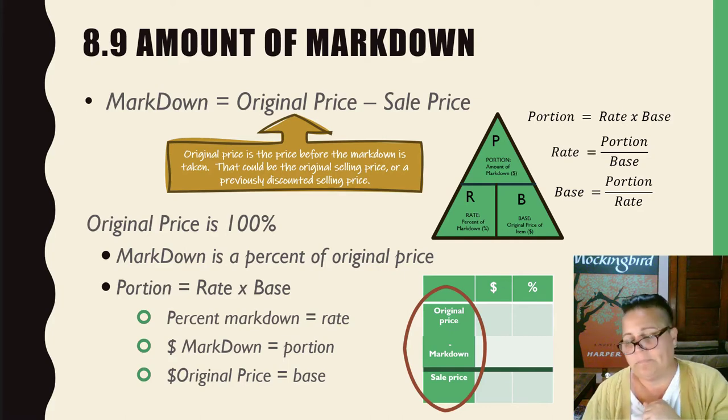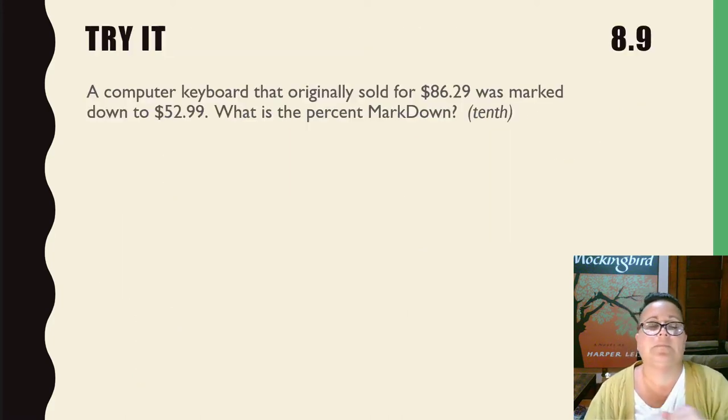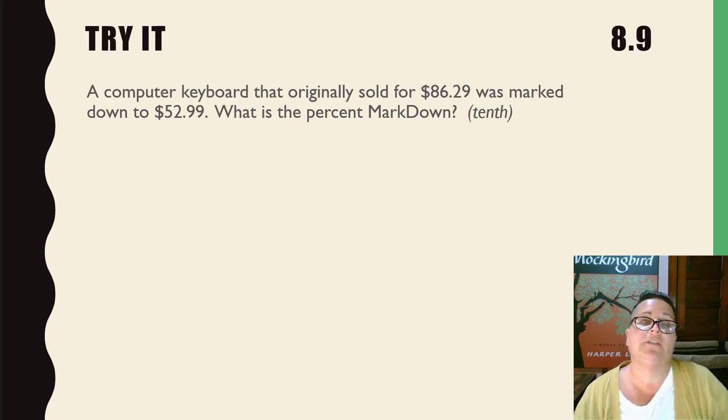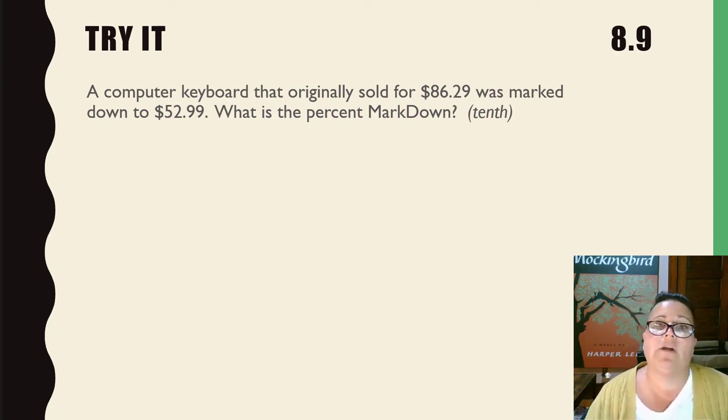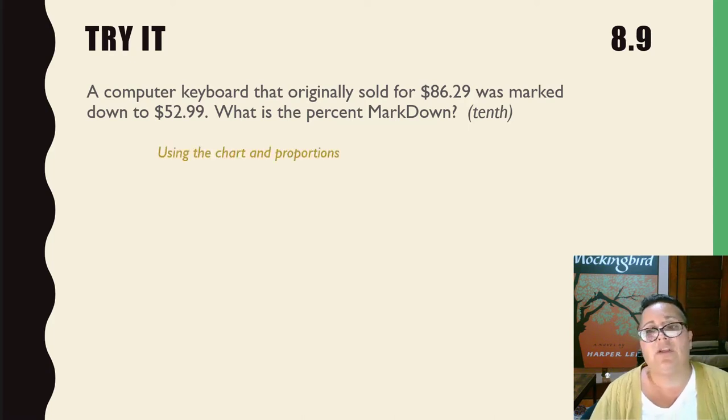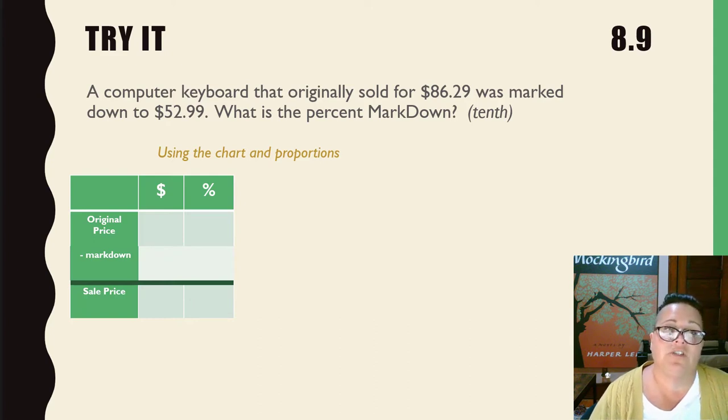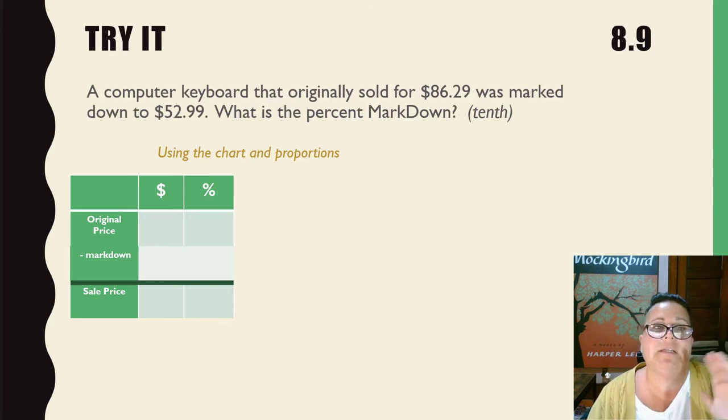All right? Let's try a couple. A computer keyboard that originally sold for $86.29 was marked down to $52.99. What is the percent of the markdown? It says tenths there because I will take an answer to the nearest tenth. So we can use the chart and the proportions. 3 columns. The first column is our overarching equation. The original price minus the markdown is the sale price. Since this is a markdown, our base, or 100%, is the original price.